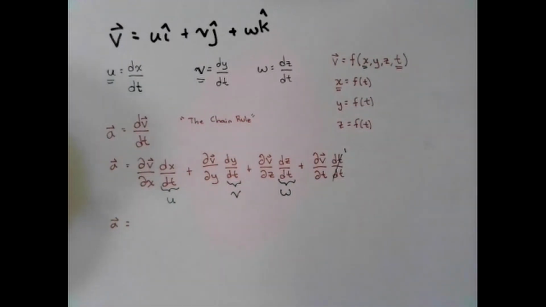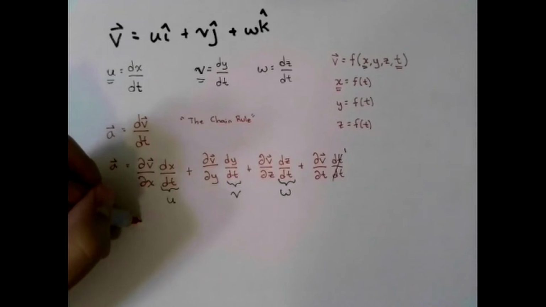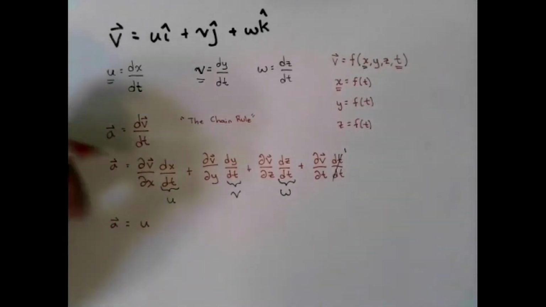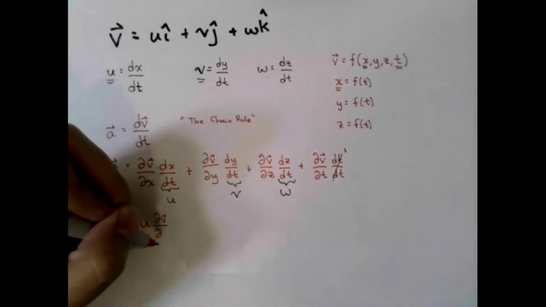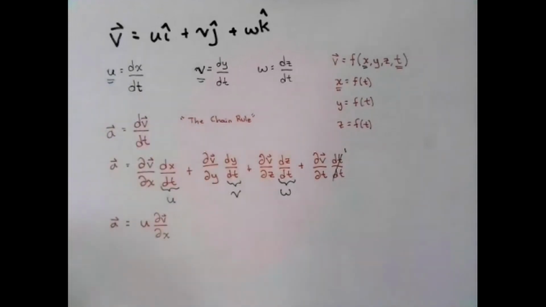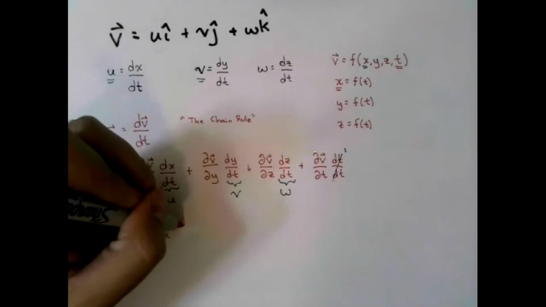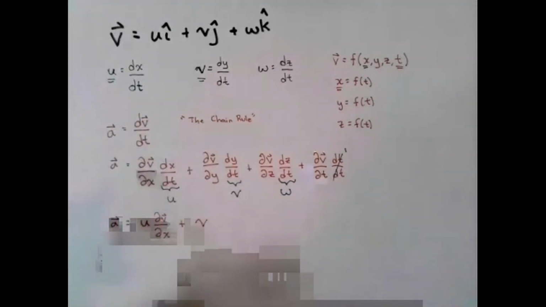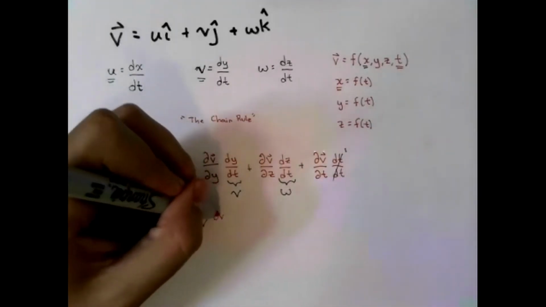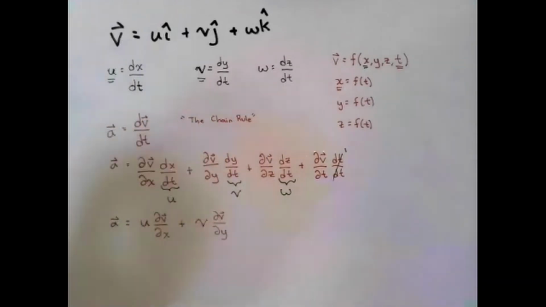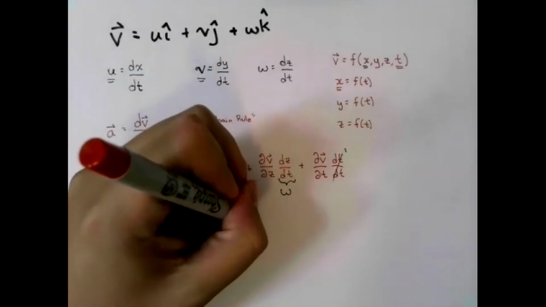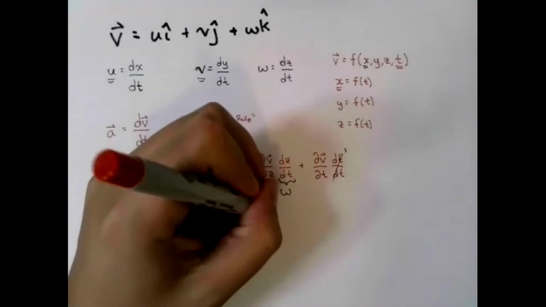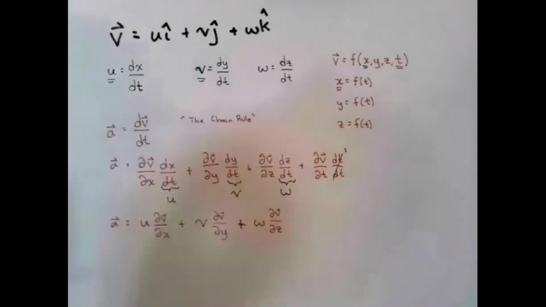So we see from here that the acceleration vector can be expressed simply as the x component of the velocity times ∂v/∂x, plus the y component of the velocity times ∂v/∂y, plus the z component of the velocity times ∂v/∂z.